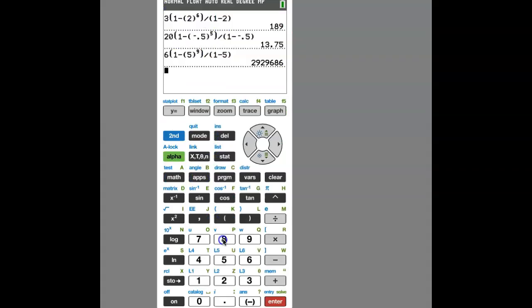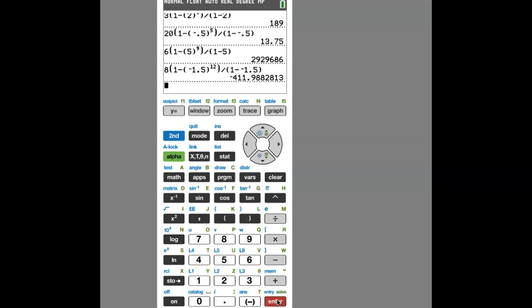We have an 8 for our first term. We need 1 minus our R value, which is -1.5. We had 12 terms, and we are dividing by 1 minus our R value. And we get -411.99. We'll just round.